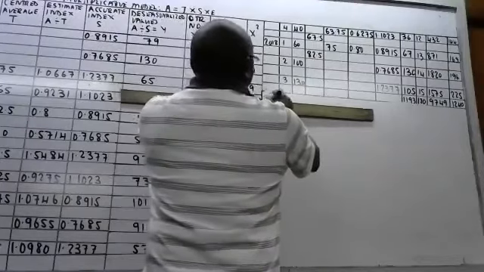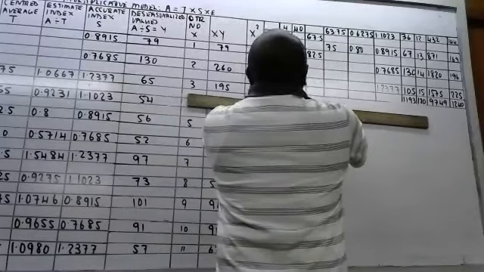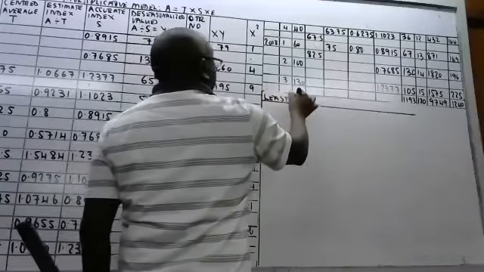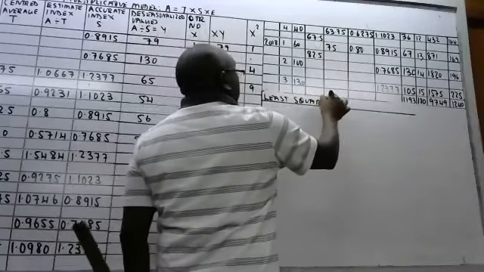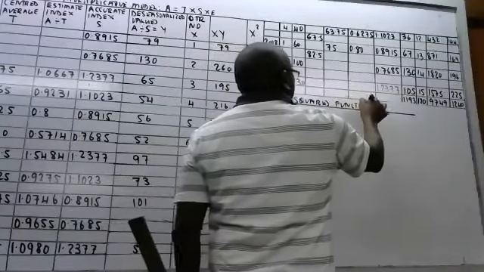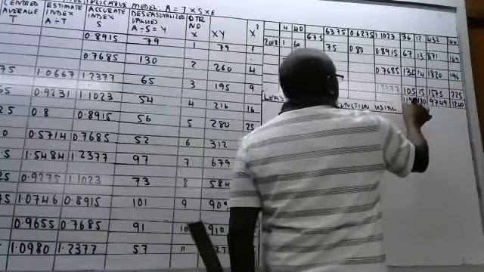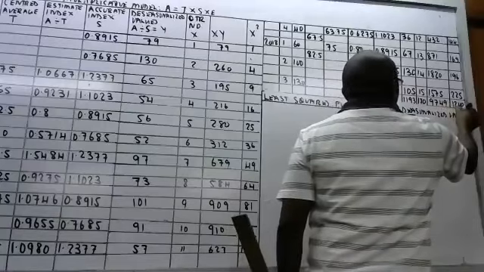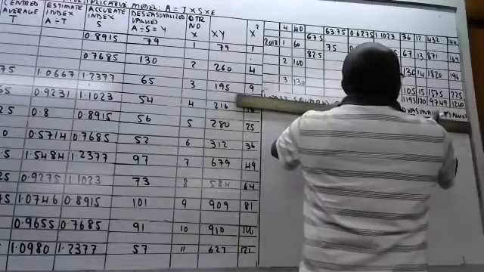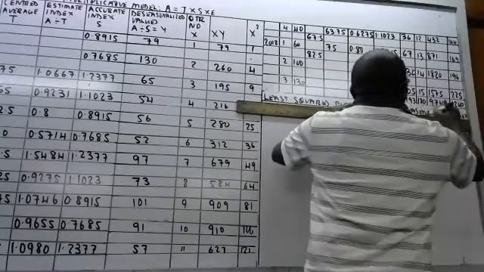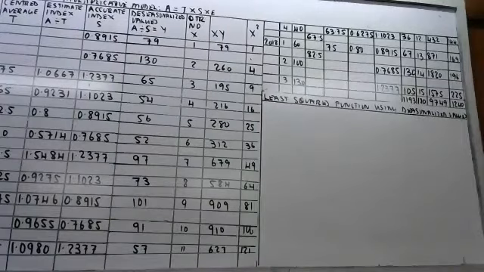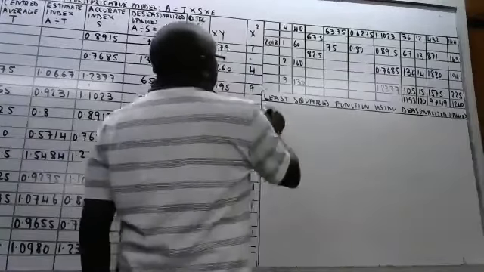so from there now, least squares function using the seasonalized values. I'm specifying the seasonalized values because you could also use the originals. There are times we use the originals as Y.